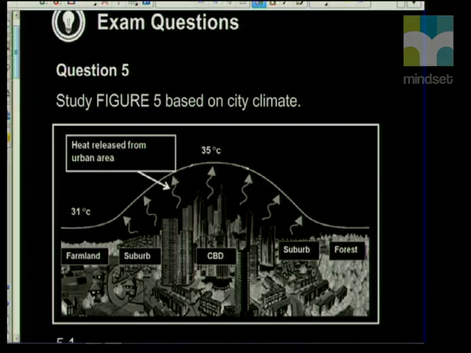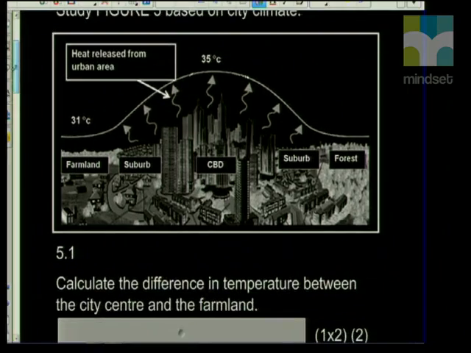Okay, learners, let's do one more. I'm going to do one now on city climate, a different section. Let's see a typical question that we can get here. Now, first of all, let's look at what it is portraying. We've got the CBD here, and then we've got a suburb here, we've got the forests, we've got the farmland.